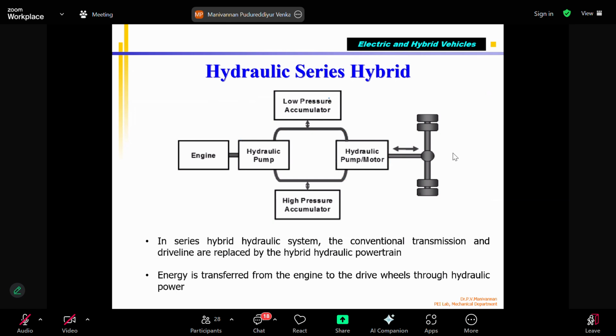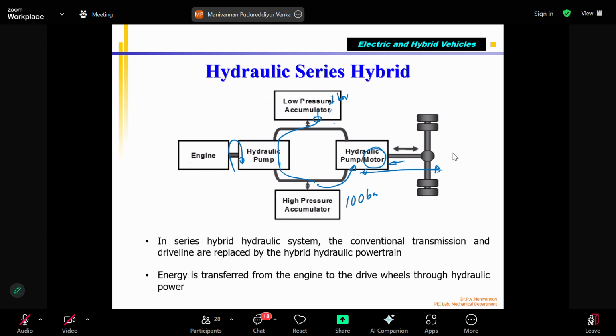You have low pressure, that means at 1 bar pressure there is a fluid. That fluid will be sucked by the hydraulic pump, which is driven by the engine. This engine drives the hydraulic pump. The fluid is pressurized from 1 bar to maybe, for example, 100 bar, which in turn is given to the hydraulic motor, which can drive the wheels. Okay. So if you are applying the brake, at that time this also can work as a pump, so regenerative braking is also possible. Please see that the vehicle is driven by the hydraulic motor only, and sometimes it can pump, correct?